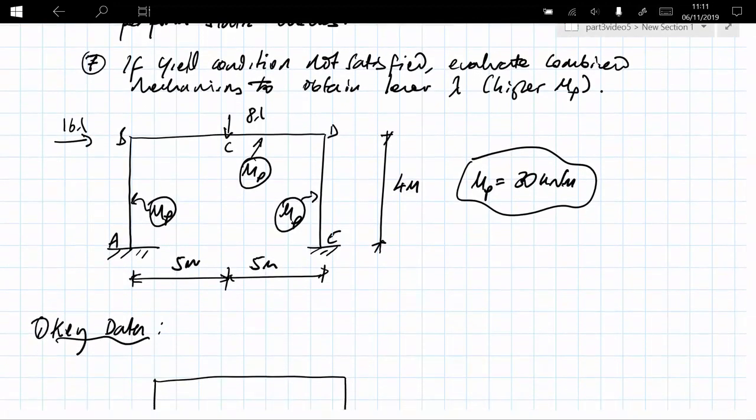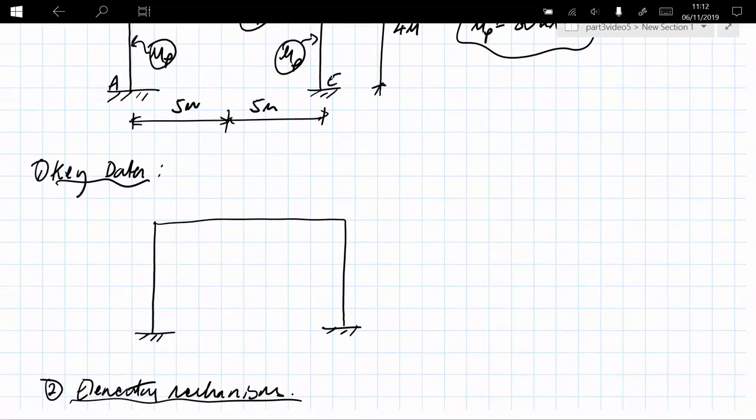This method is best illustrated using an example. The example we have here is a rectangular portal frame with a plastic moment capacity for all sections at 30 kilonewton meters. It's loaded laterally by a load 16 lambda and vertically at the center of the beam by a load 8 lambda. In order to proceed with our analysis, we need to first gather together all the necessary key data. We need to set up our sign convention.